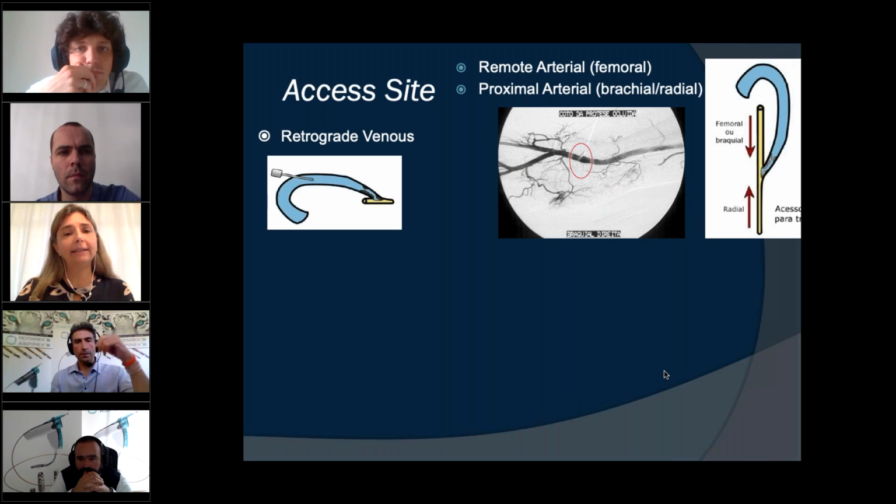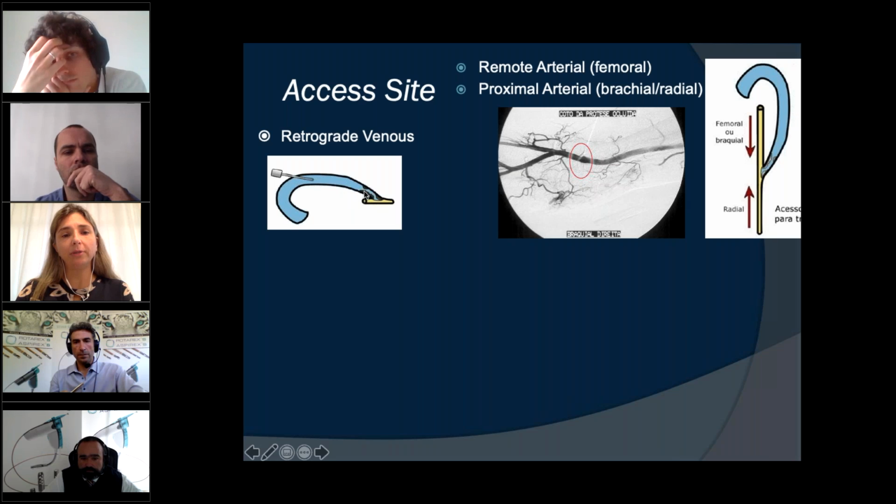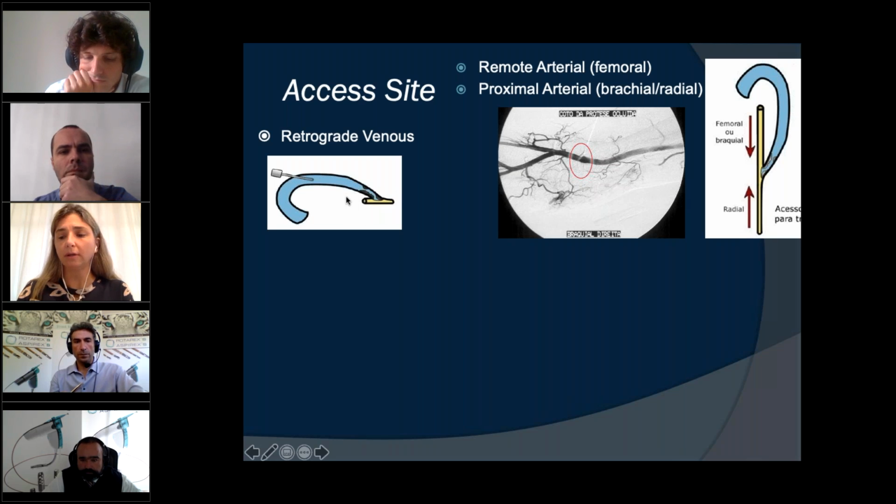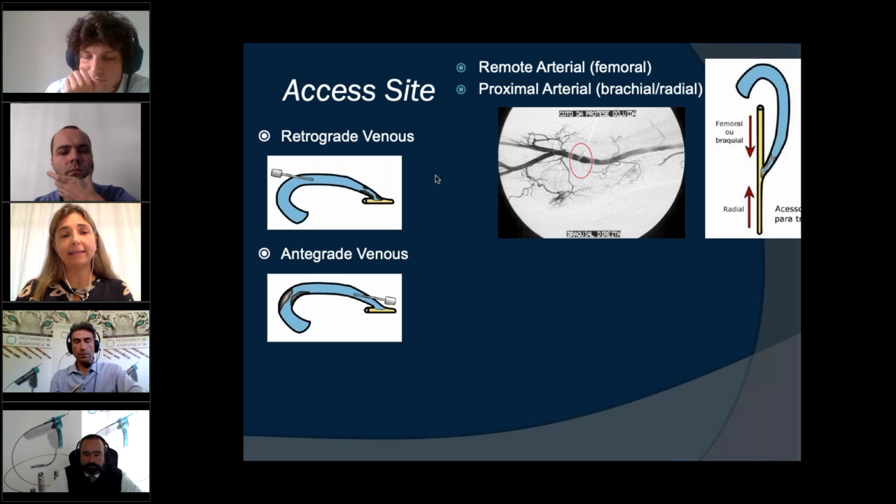We like the retrograde venous puncture, so we use the access as far as possible from the arterial anastomosis in a retrograde fashion. This is used for proximal lesions. The antegrade venous puncture is exactly the opposite. So we treat outflow lesions far from the arterial anastomosis, and you use an antegrade puncture site as close as possible to the arterial anastomosis.